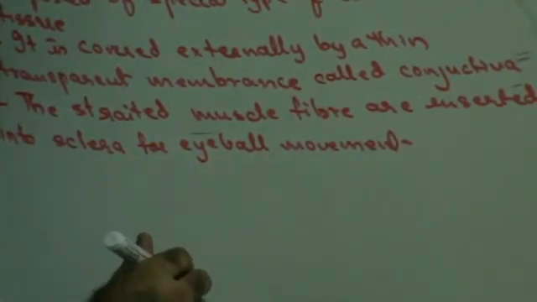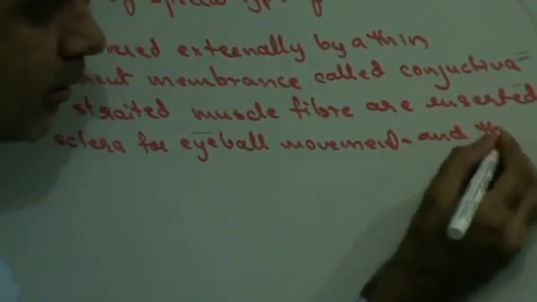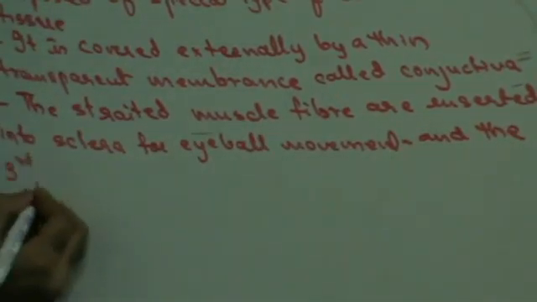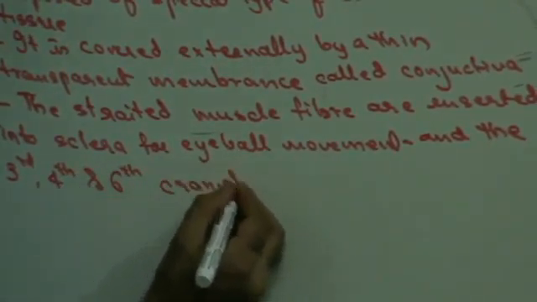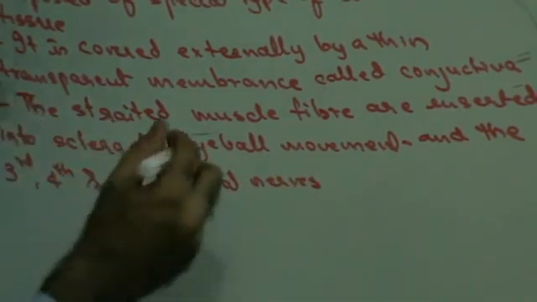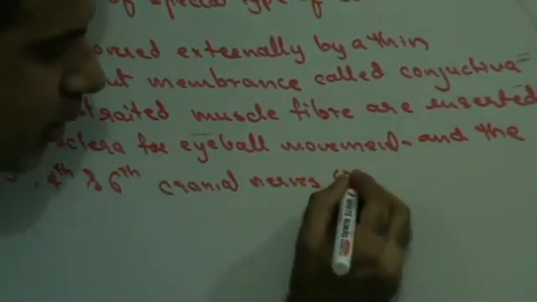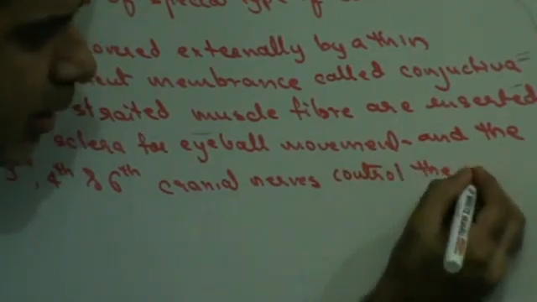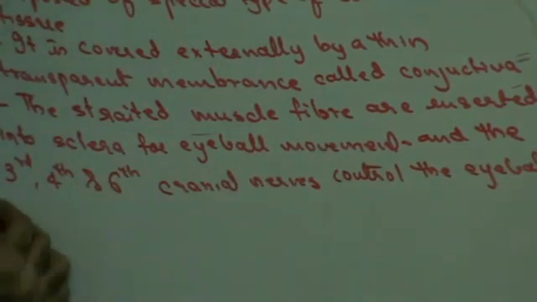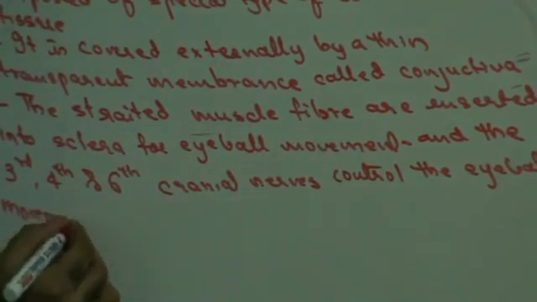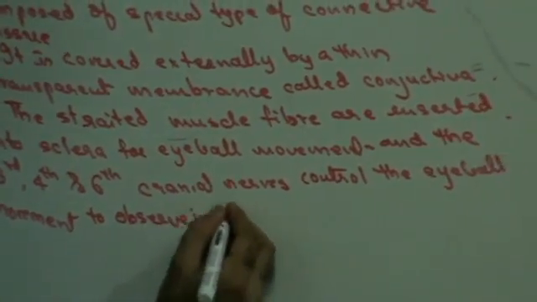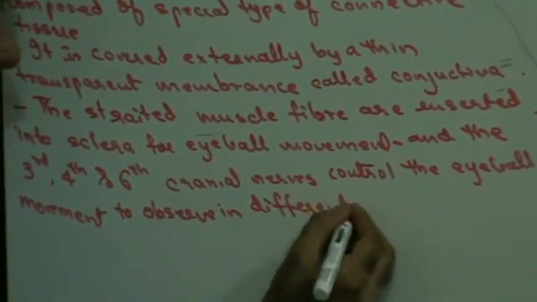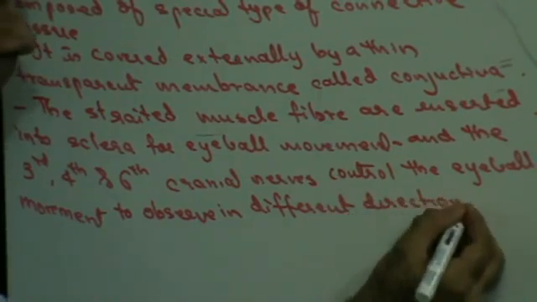And the third, fourth and sixth cranial nerves control the eyeball movement to observe in different directions.